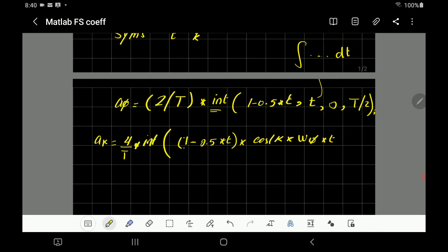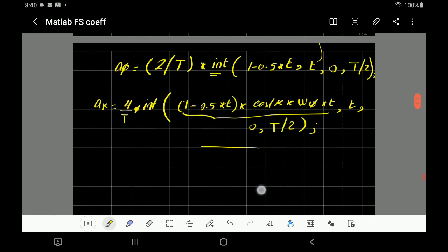All this is the function that you're going to integrate. Then you integrate with respect to the variable t. You put t, comma. So the first limit will be 0 and the second will be T over 2. Semicolon, and you're done with the program. You have to save it, call it by a name, and then run it. It will give you the expression.